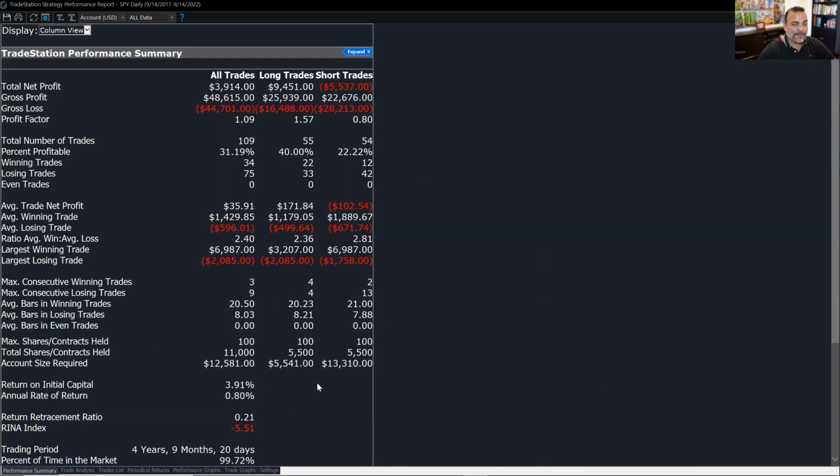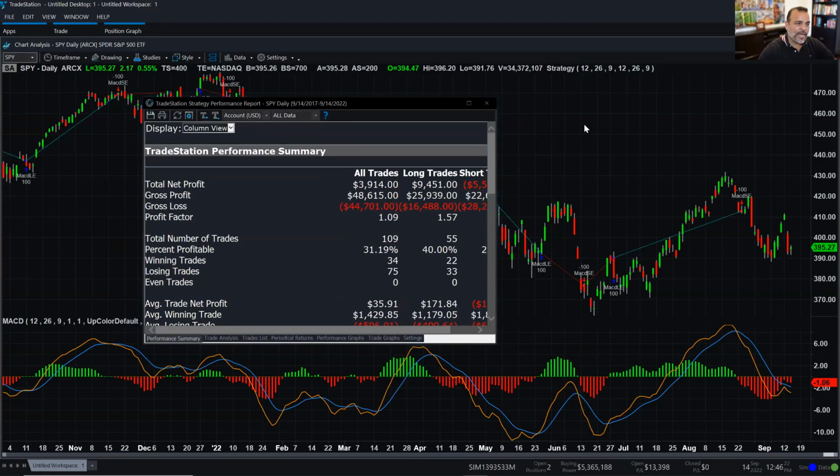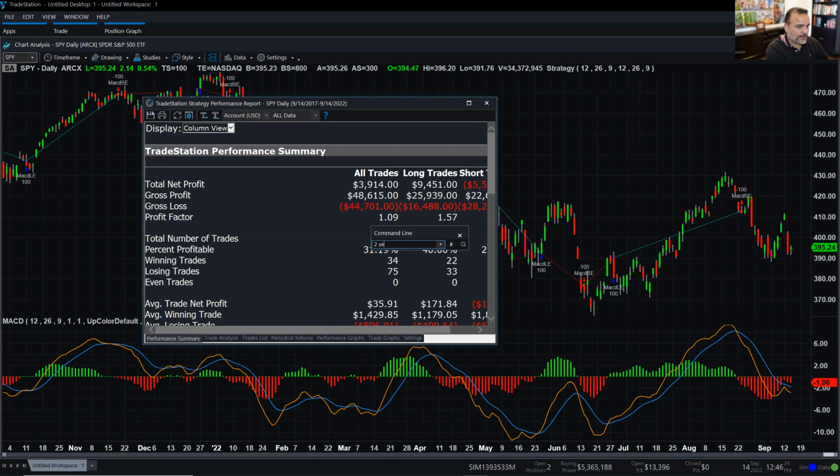Take a look at the tabs at the bottom. There are multiple tabs. There's a ton of information that you can gauge and measure just to see if the strategy works or not. So the first thing that I take a look at is the total number of trades, 109. As I said before, if I had left just the 2 years of data, in fact, let me show you exactly what happens. I'm going to type in 2 years.